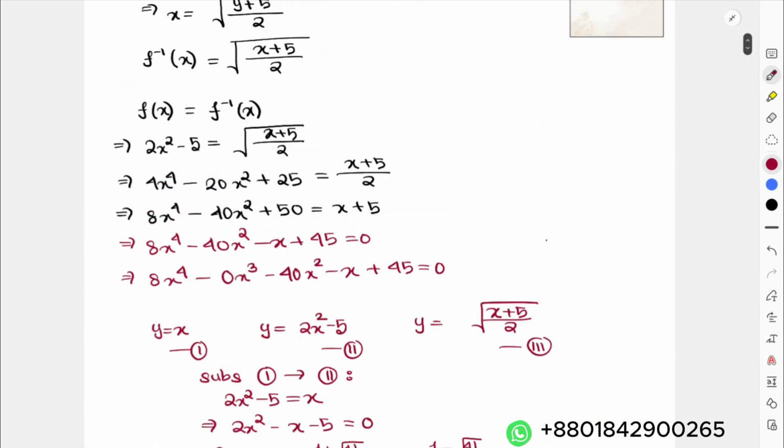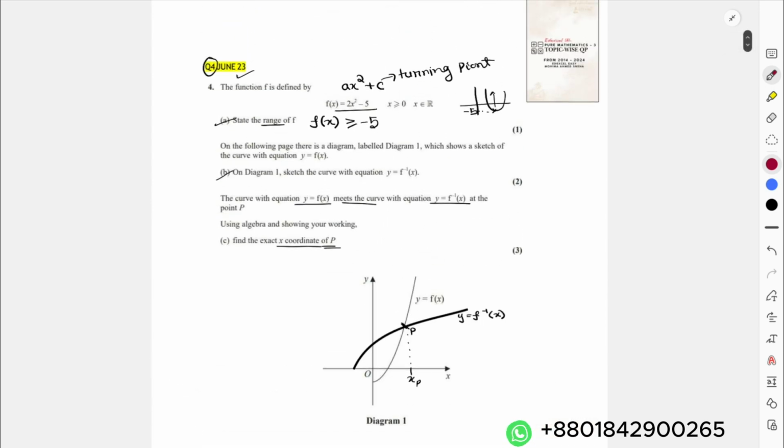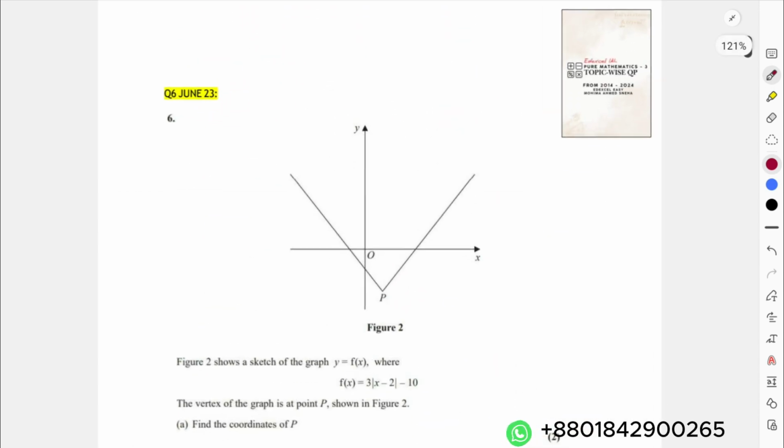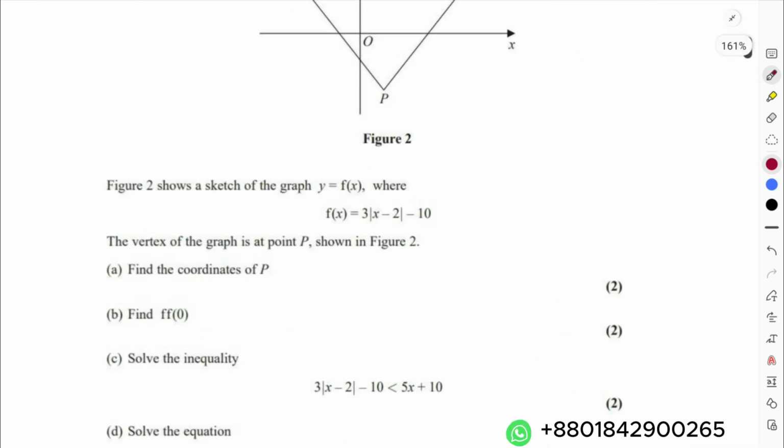Now, if we quickly move on to the next question, right? These are all the calculations we did for this question. If we move on to the next question, this is again from June 23, question 6 from the same paper with a different question. In most of the papers of P3, you guys are supposed to expect 2 questions of this function, okay? Now we have this f of x as a modulus.